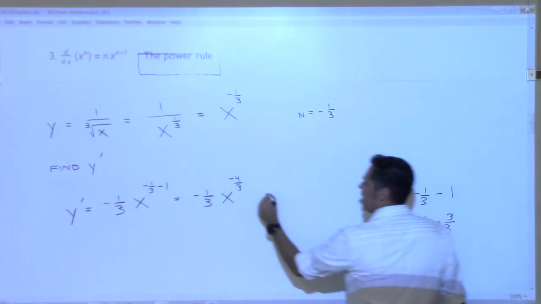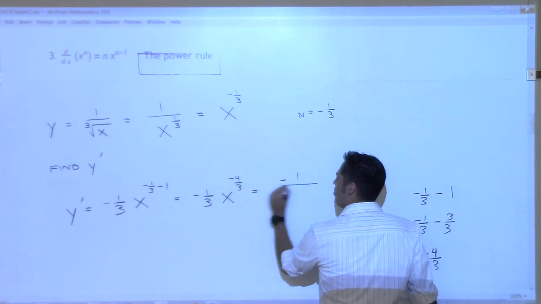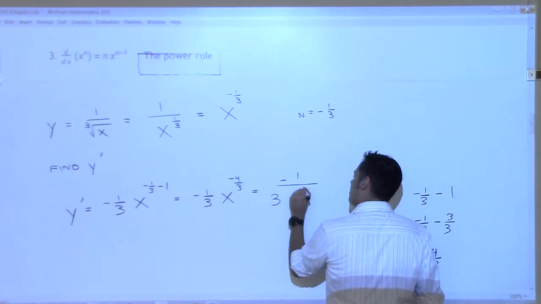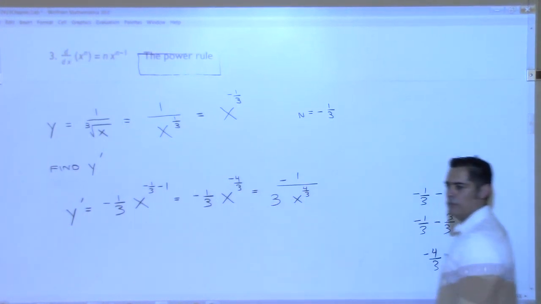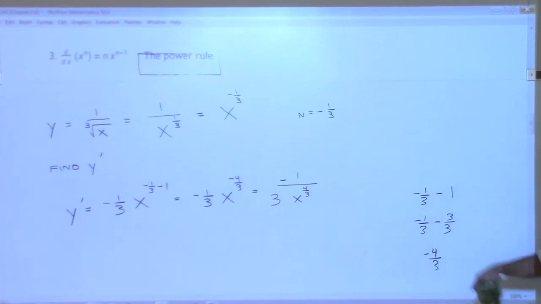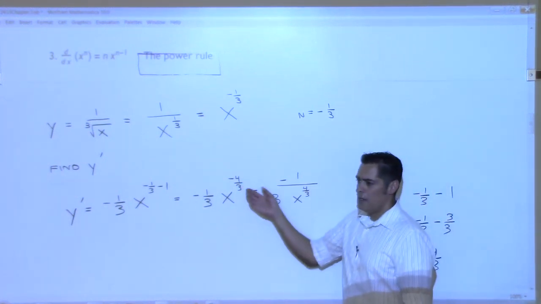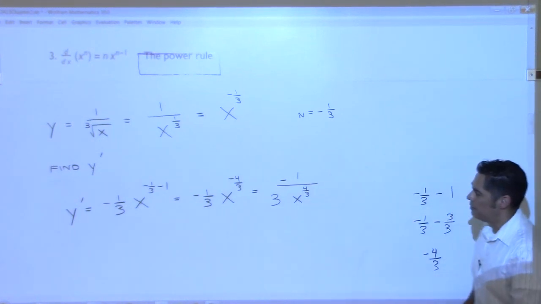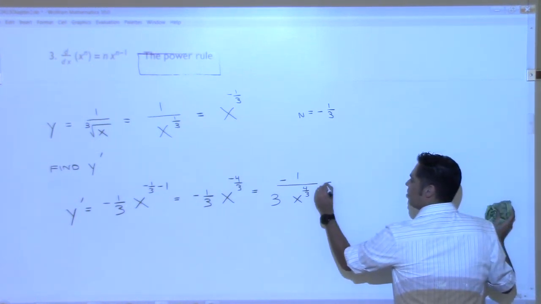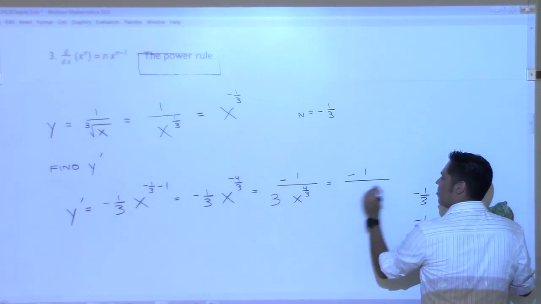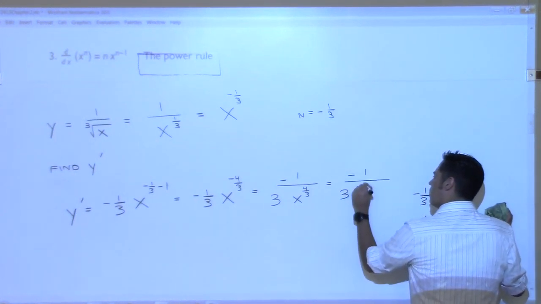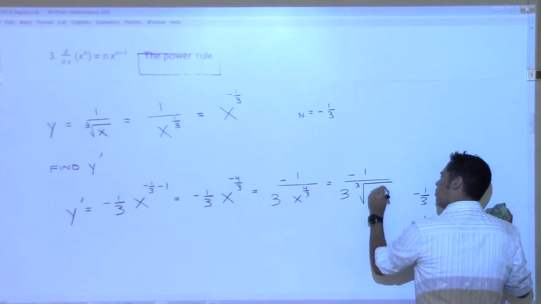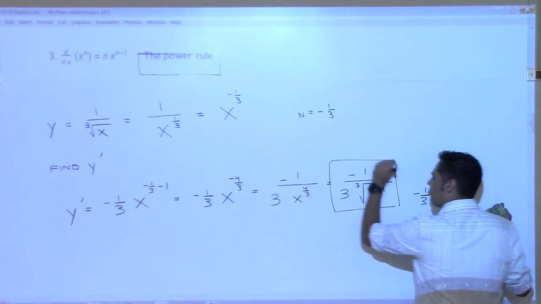Which is the same as negative 1 over 3x to the positive 4/3, if I drop it back down, right? Since this is a negative exponent, I can drop it back down to here, and it would join the 3. And then if I wanted to go even further, I could write that in radical notation as the cube root of x to the 4th. There we go.